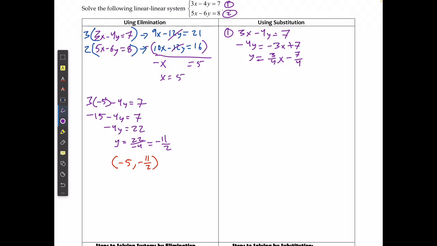I've isolated y in equation 1. I'm going to sub that into equation 2. So I'm going to say in equation 2 that 5x minus 6y, well, now y is going to become 3 over 4x minus 7 over 4, is equal to 8. And now I have an equation in one variable that I can solve. So 5x minus 9 over 2x plus 21 over 2, when I multiply both these by negative 6, is equal to 8.